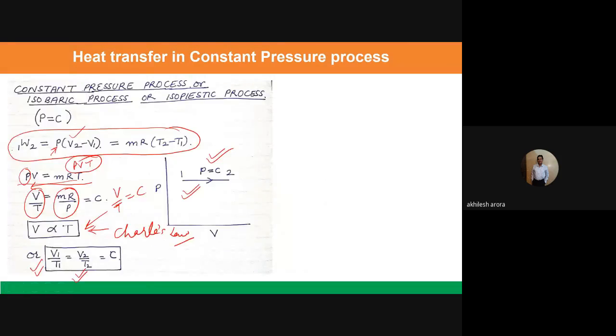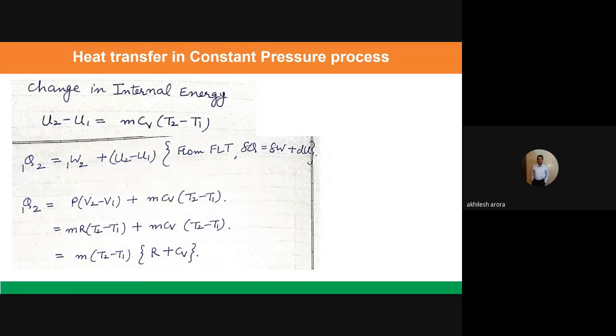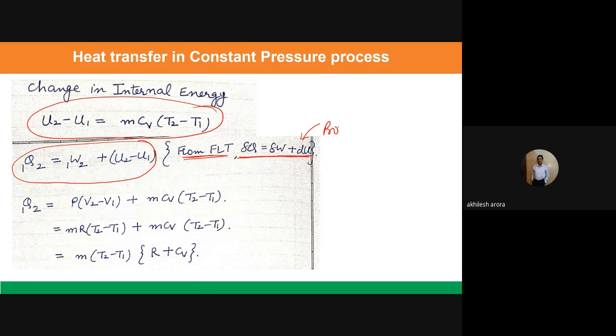Okay, now this is the next slide. Once again, change in internal energy, if I want to write, I can write this particular equation: mCV(T2 minus T1). And this is the equation for the heat transfer from the first law of thermodynamics, which is given by delta Q is equal to delta W plus dU. You remember it is valid for a process. So I can put the value of 1W2, which is P(V2 minus V1), and U2 minus U1 is given by mCV(T2 minus T1). So we can add this and we can get the value of heat transfer.